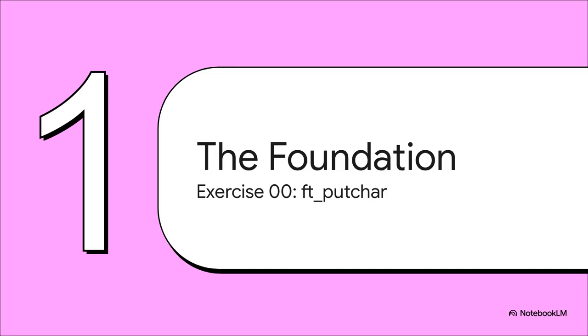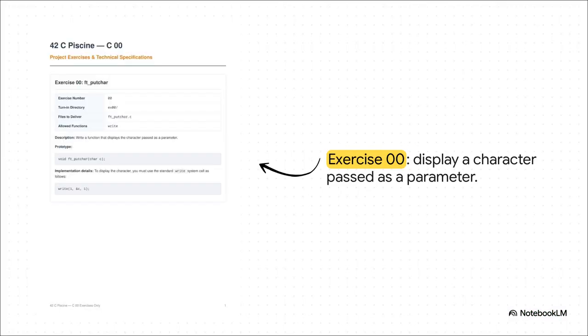Starting right off with Section 1, the foundation, focusing on Exercise 00, ft_putchar. We start our journey by learning literally the only tool you are allowed to use. You know, you can't build a house without understanding your hammer, and in C00, your hammer is Exercise 00. So breaking down the specs for Exercise 00, your objective here is to create a function called ft_putchar. It takes a single character, passed as a parameter c, and it displays it.